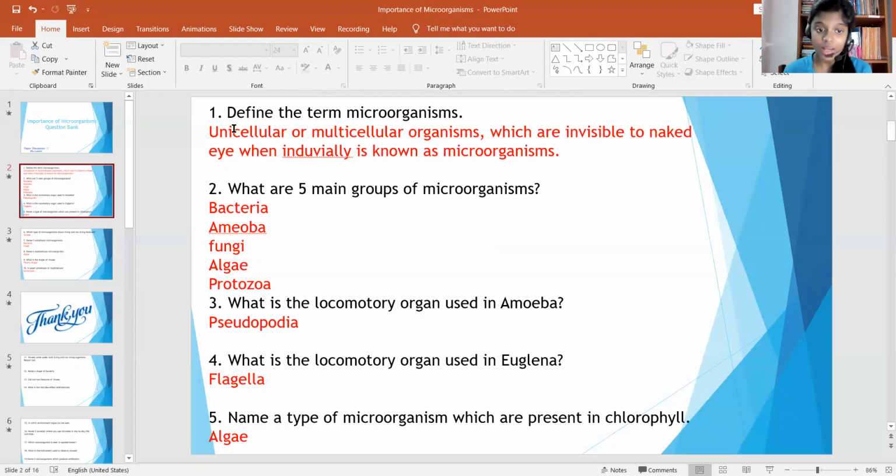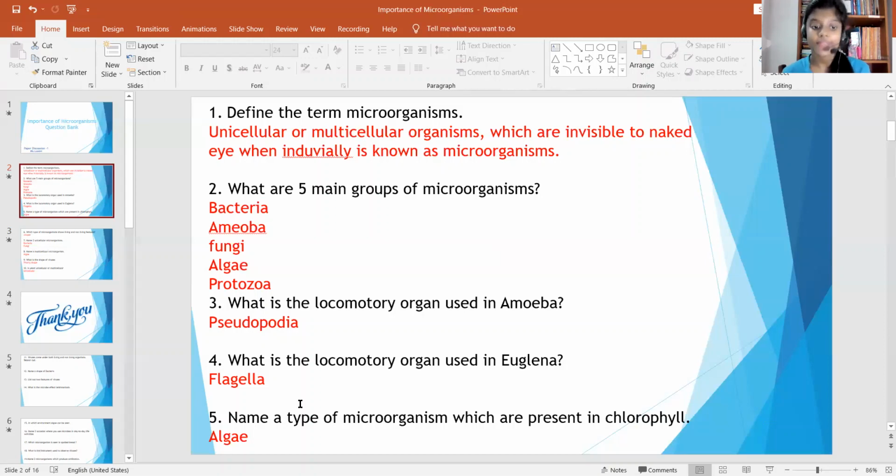Then what is the locomotory organ? Locomotory means used for locomotion. An organ used for locomotion is called a locomotory organ. The locomotory organ in amoeba is pseudopodia. Here the P is silent. Then the 4th one, what is the locomotory organ in euglena? Euglena is also a kind of microorganism. Its locomotory organ is flagella.